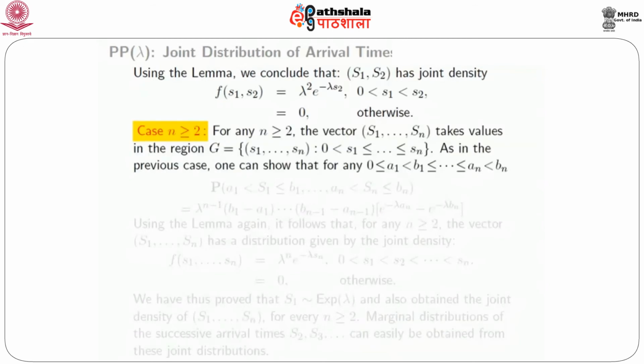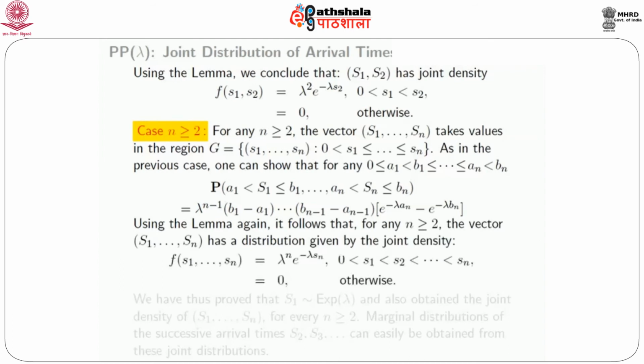Now, the case n greater than or equal to 2 is not so difficult. For any n greater than or equal to 2, the vector (S1, S2, ..., Sn) takes values in this region, exactly as we did in the previous case. So following the same arguments as in the previous case, you can show that for any rectangle in the region G, the probability that the vector (S1, S2, ..., Sn) lies in that rectangle, which is exactly the probability written on the left hand side, can again be converted into an event in terms of the N(t)s and their increments. Then use the definition of the Poisson process, simplify, and this is what you get.